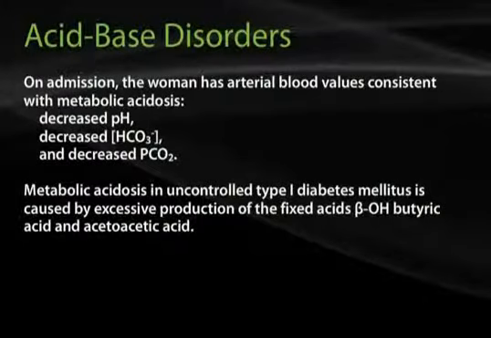On admission, the woman has arterial blood values consistent with metabolic acidosis, that is, a decreased pH, decreased bicarbonate concentration, and decreased PCO2. Metabolic acidosis in uncontrolled type 1 diabetes mellitus is caused by excessive production of the fixed acids beta-hydroxybutyric acid and acetoacetic acid, both ketoacids.